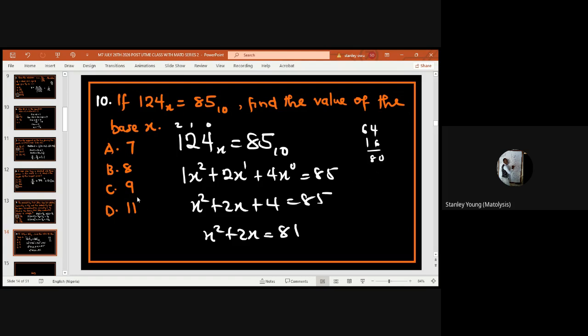Then we have 9 squared is 81, plus twice 9. Something is not adding up here. I don't think the answer is here.